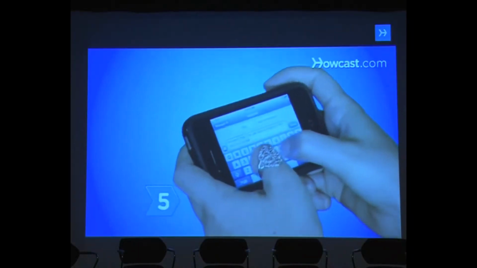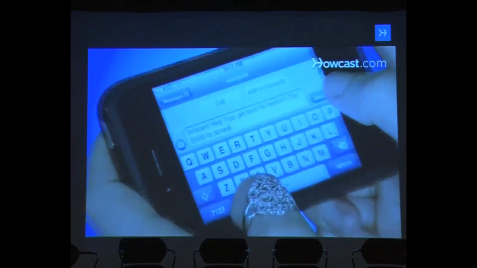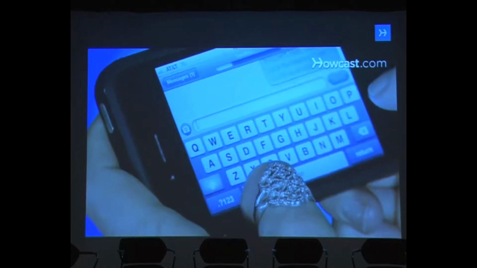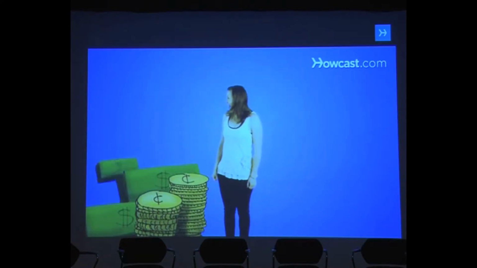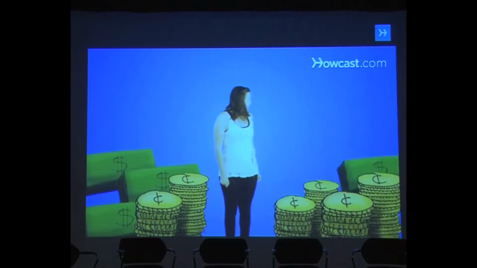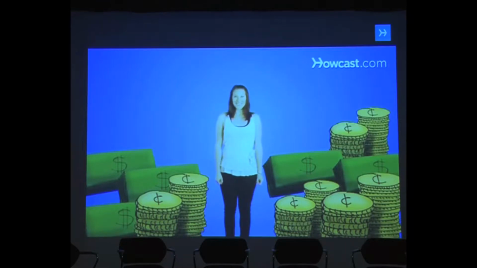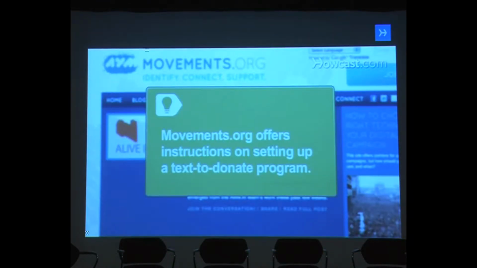Step 5. Raise money for a good cause by setting up a text-to-donate program where people can make a charitable donation by texting a keyword to a short code number. The donation is typically added to the user's monthly phone bill. Go to movements.org for step-by-step instructions on setting up a text-to-donate program.